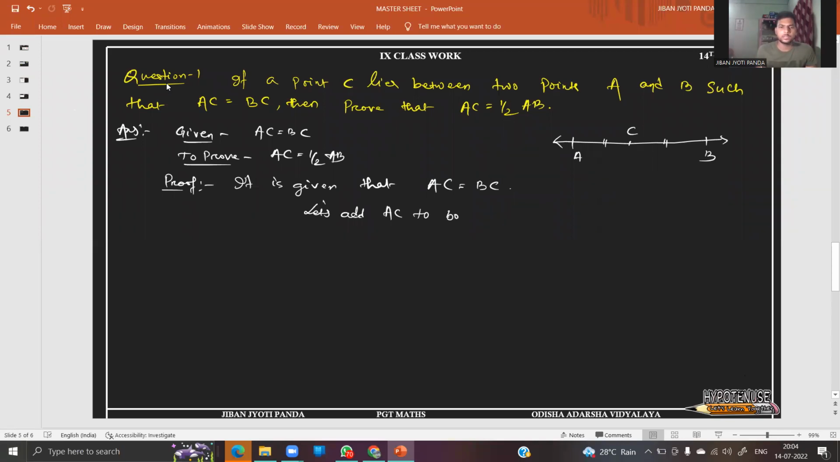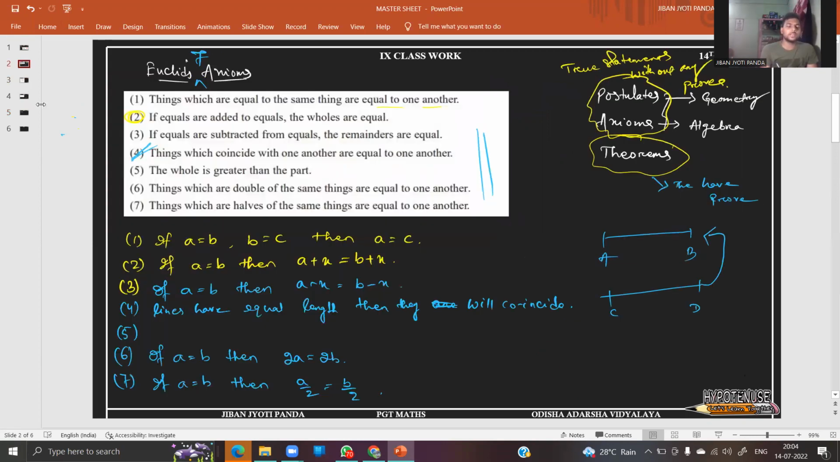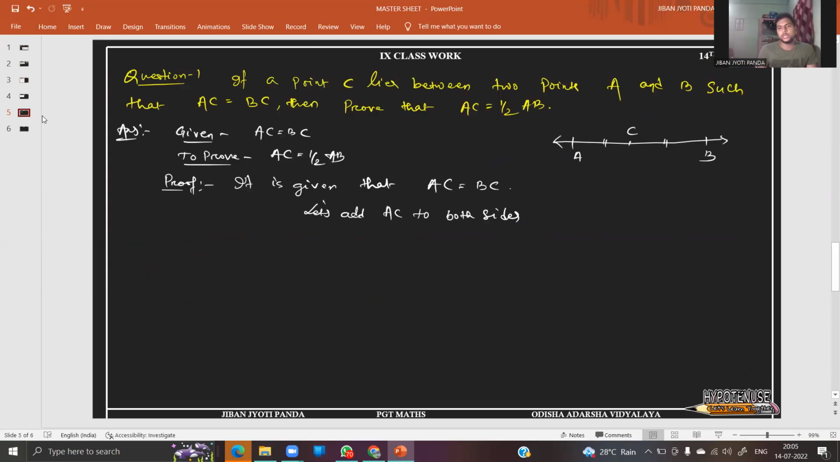So which postulate is it? Can anyone tell me? You can add the same thing to both. Axiom, sir. Axiom number 2. Equals added to equals, then the wholes are equal. So it is axiom number 2, to both sides by Euclid's axiom. You have to mention all these things. Euclid's axiom number 2, because whatever we have written in the axioms and postulates, they are fixed for each and everyone in this world.